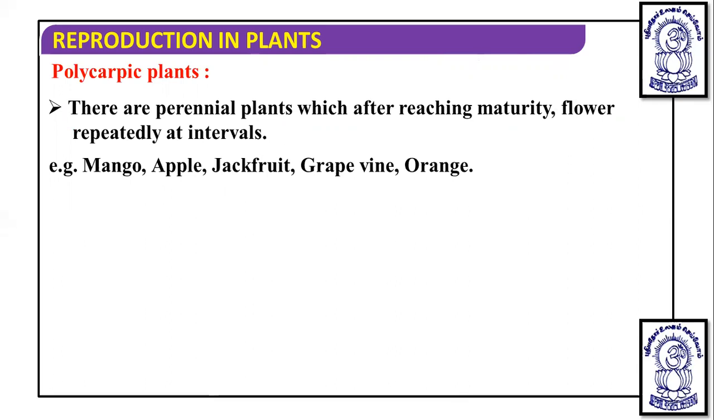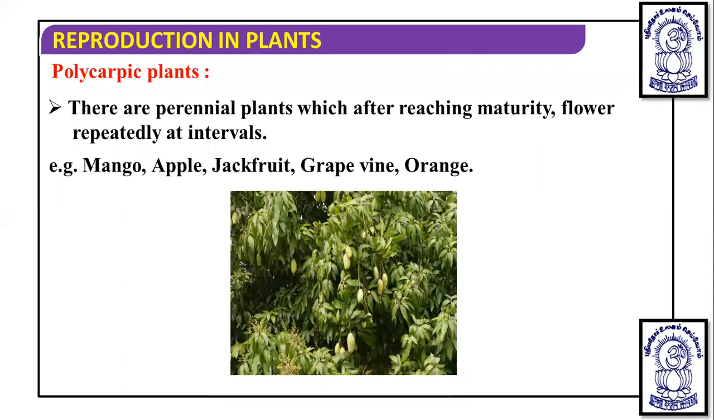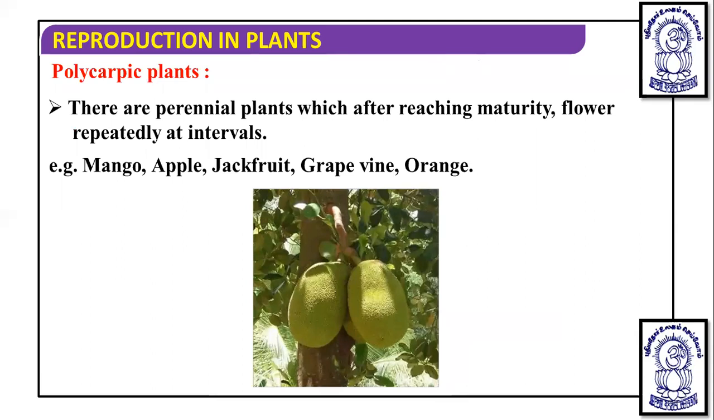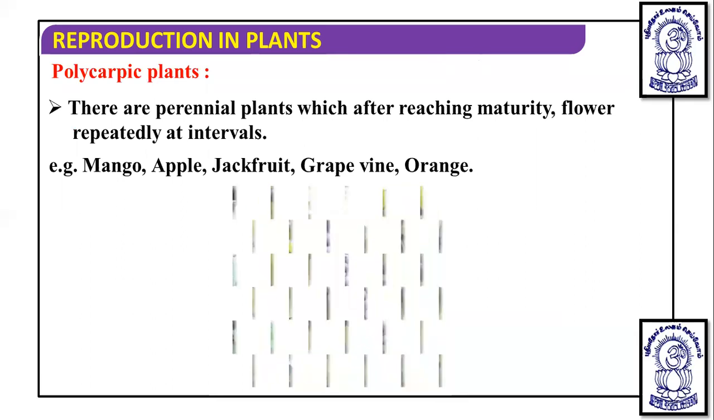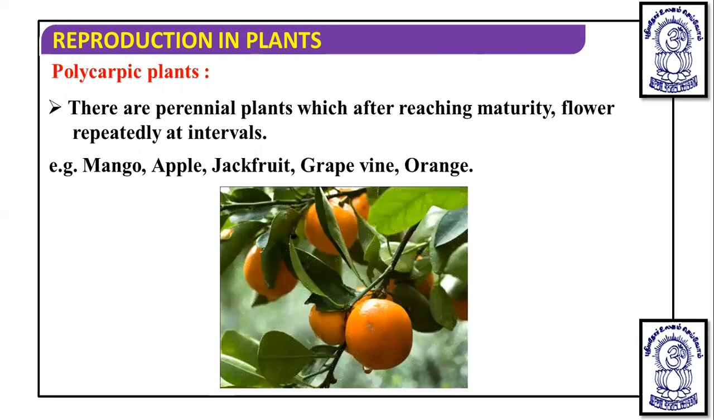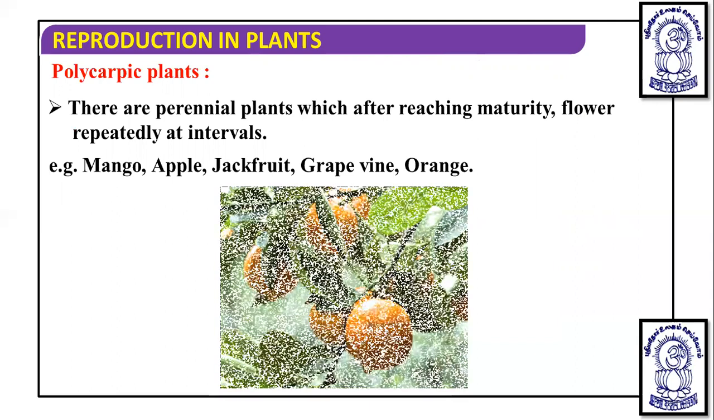As you can see, in the mango, which is normally observed, you know what happens? It is a woody plant and its lifespan is many years. But every summer you will get flowering. The mango fruit is obtained every summer, but they are not going to die. So if they show flowering many times, then that is known as a polycarpic plant. You can see this is the mango, apple, jackfruit, grapevine, and orange. These all are polycarpic plants.